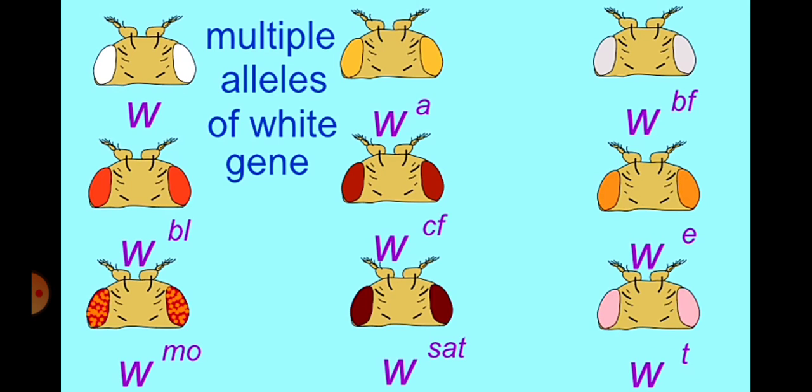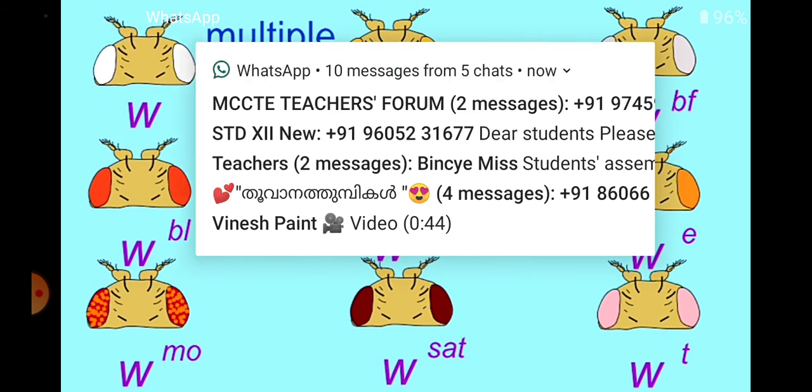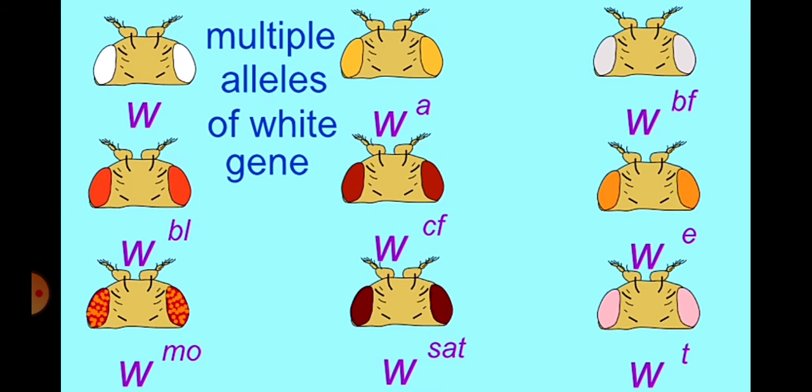So mutations in different positions of the gene can affect different areas of the protein and can result in different mutant phenotypes. Therefore, there can be a number of alleles. There can be multiple alleles for a specific gene. This is something which Mendel did not observe.